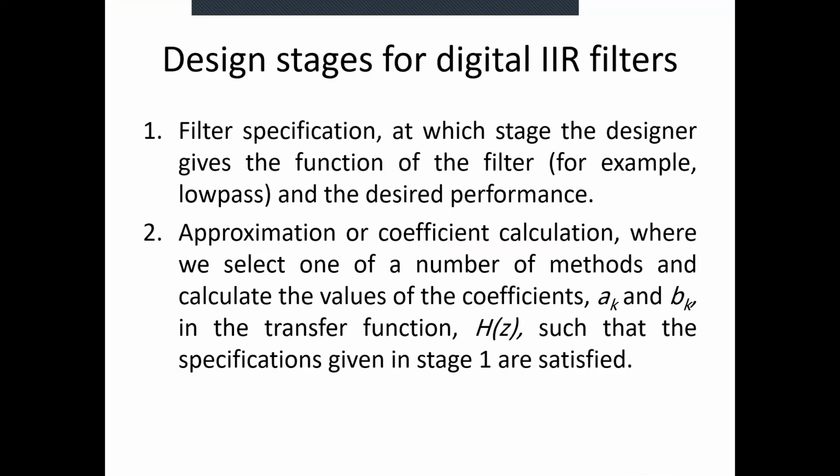First step is the requirement or filter specification, at which stage the designer will give you, for example, the requirement of the filter. For example, low pass filter, high pass filter, amount of pass band ripple, amount of stop band region, and so on. Now, step number 2, approximation or coefficient calculation.